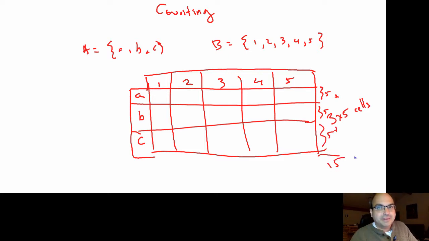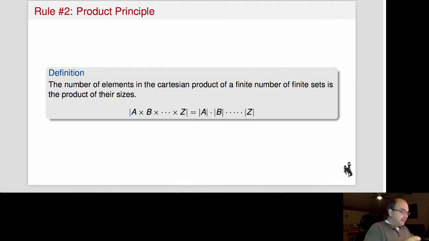Notice, by the way, that this principle, the multiplication principle, is actually just an extension of the addition principle, right? I have 3 sets that are disjoint. Each set has 5 elements, so the total is 5 plus 5 plus 5, or 3 times 5, 15, okay? So that's another of our ideas.